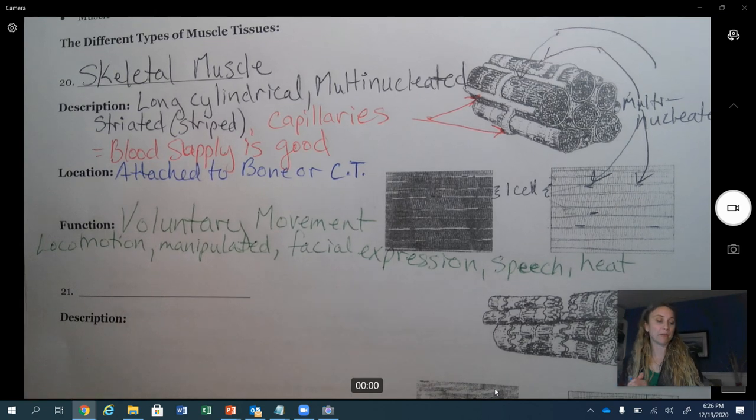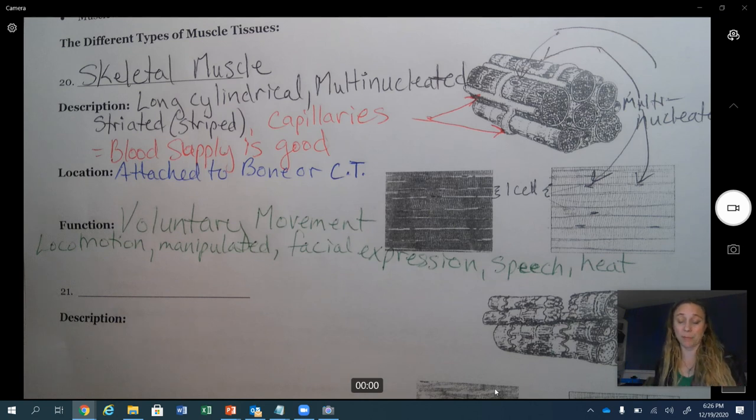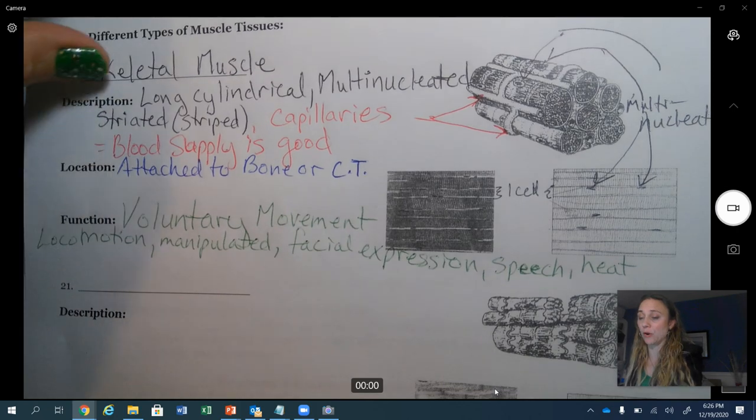So anyway, the next type of tissue that we're going to study is cardiac muscle. We'll go back and study skeletal muscle more in depth and how it functions, and we'll study the heart a little more in depth.